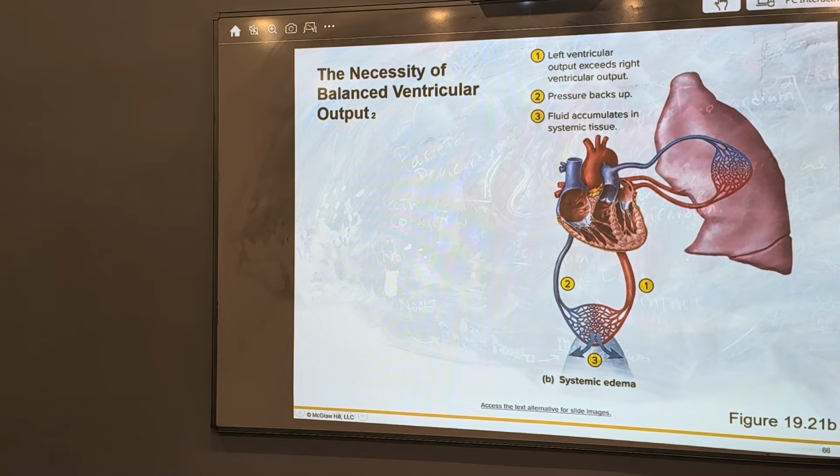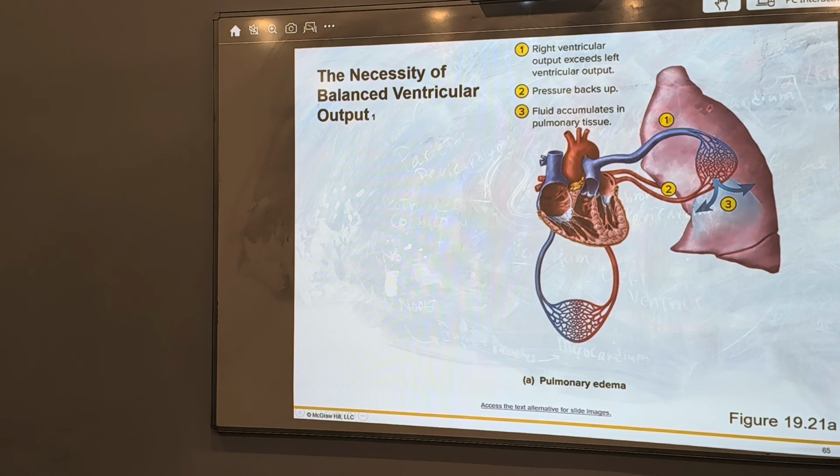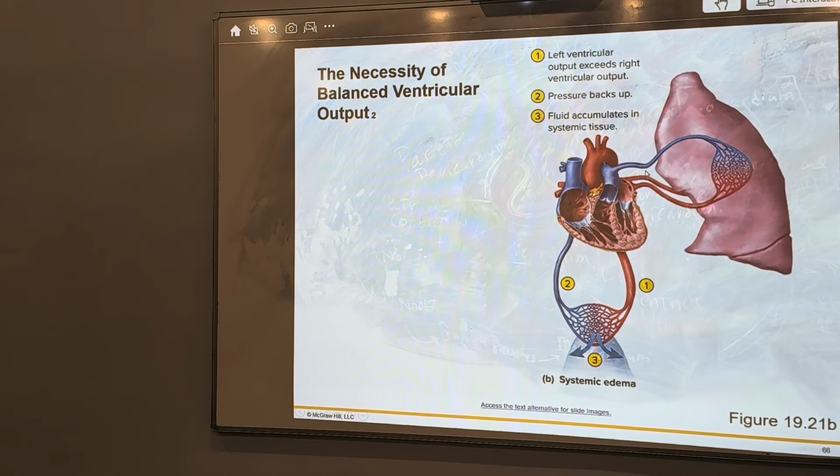So now there is a backup of fluid due to right-sided heart failure. If there is a right-sided heart failure, that means the left ventricle output will exceed the right ventricle output and the pressure is going to back up and the fluid is going to accumulate in systemic tissues. But in left heart failure, the right ventricular output is going to exceed the left, and then the fluid is going to accumulate in the lungs. It's a very important concept to know.